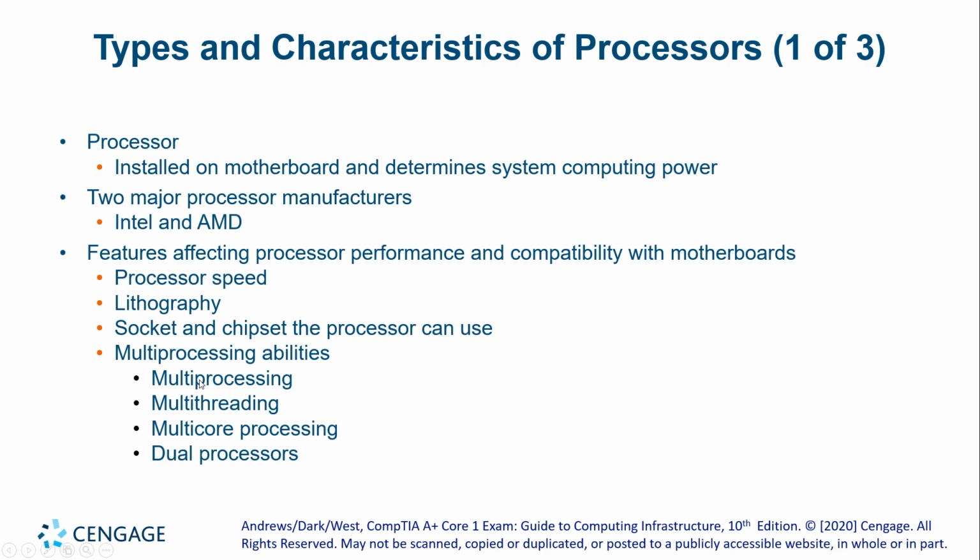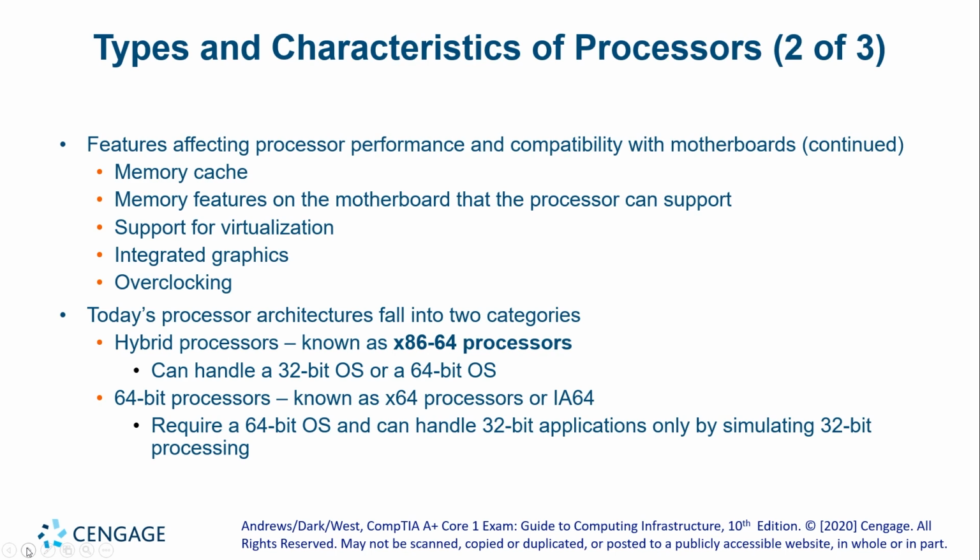Some computers actually have two or more physical chips. Multi-threading means you can have a single processor, but it allows multiple simultaneous actions. And dual processors are specific to two processors in a single case. You need to know the different features. You need to know these two categories.